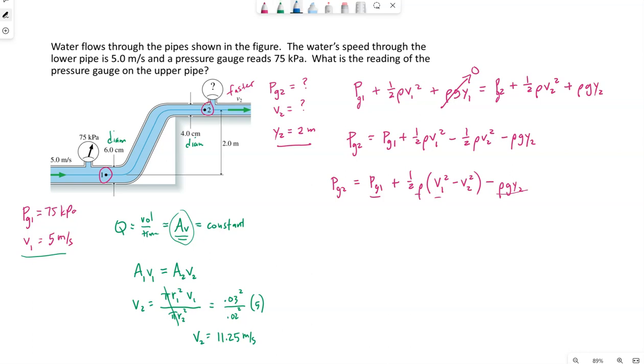All right, so now we have enough information to plug into Bernoulli's equation. The gauge pressure at point 1 is 75 kilopascals, and I want to put in 10 to the third for the kilo. Density of water, again, 1,000 kilograms per cubic meter. V1 is 5. V2 we just found was 11.25. And then y2 is 2 meters.